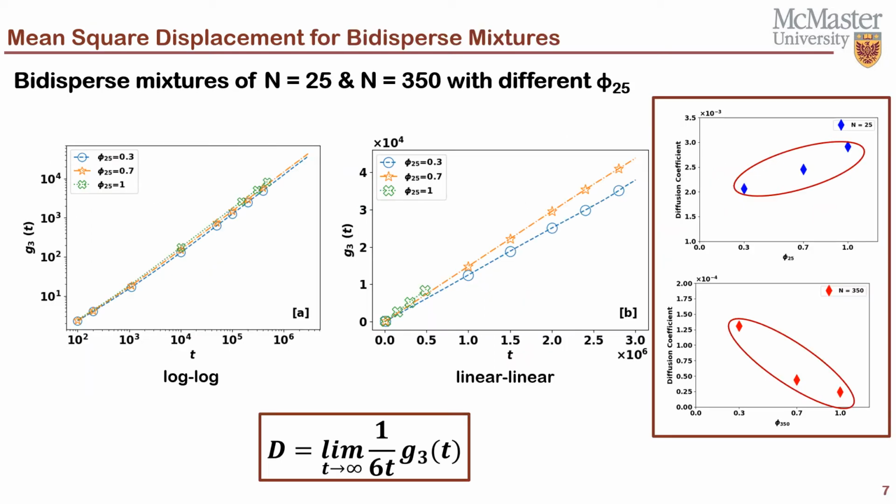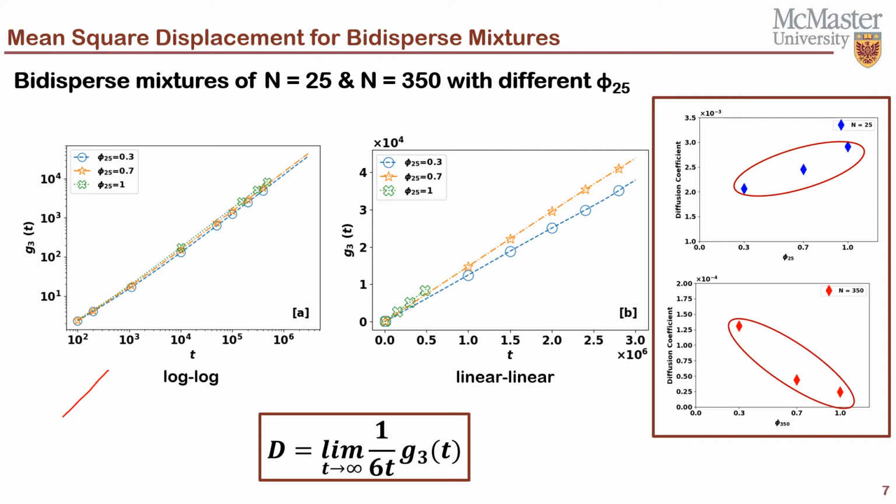We see the results for the shortest chain we considered, n equals 25, mixed at different concentrations with the longest chain, which is n equals 350. The first panel shows the results on a log scale and would appear as though nothing much is going on. We plot the same results on a linear scale, and we immediately see that the displacement for the monodisperse component, represented by the green line, has a much higher slope than the other concentrations at 30 and 70%.